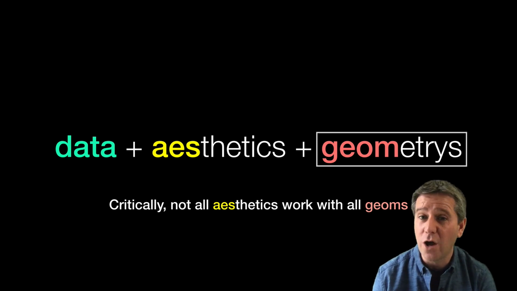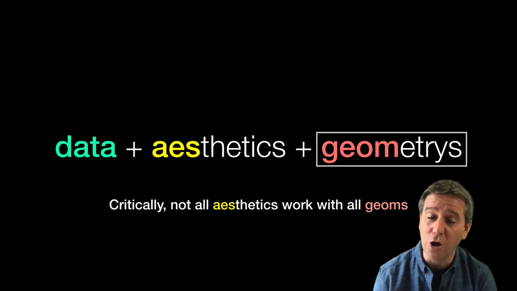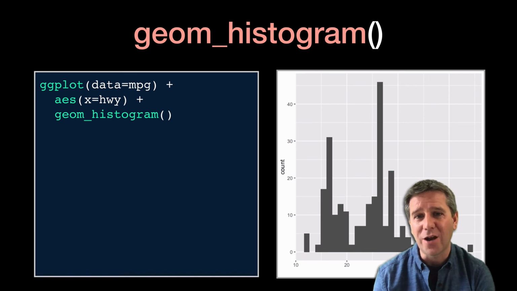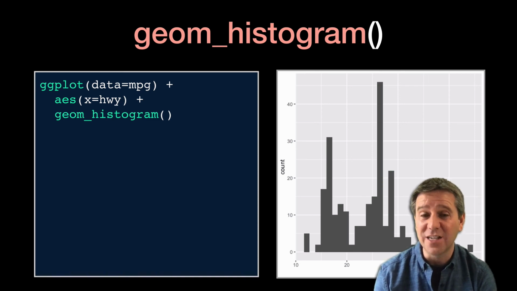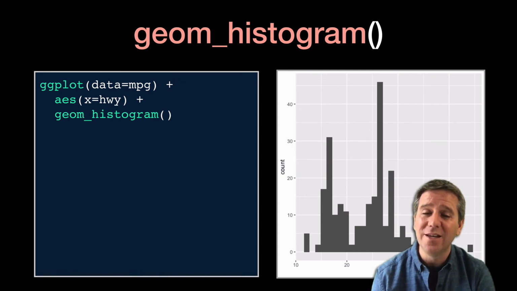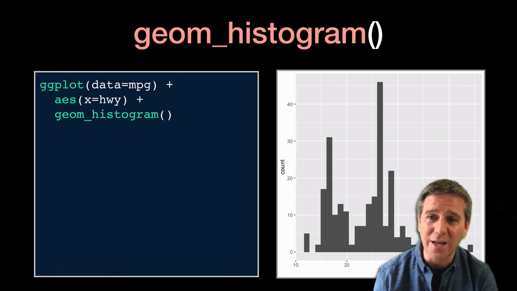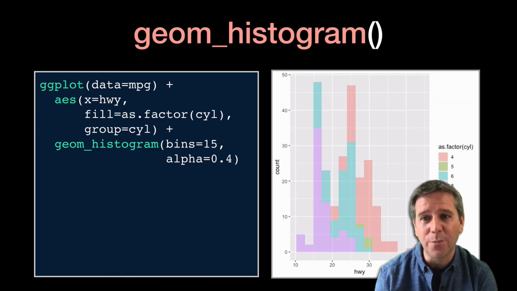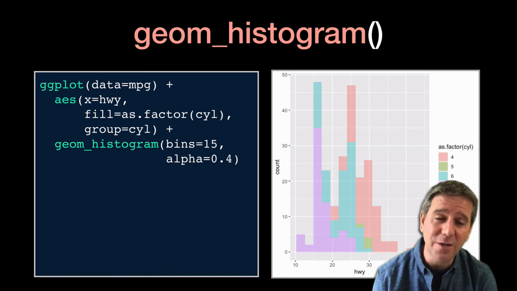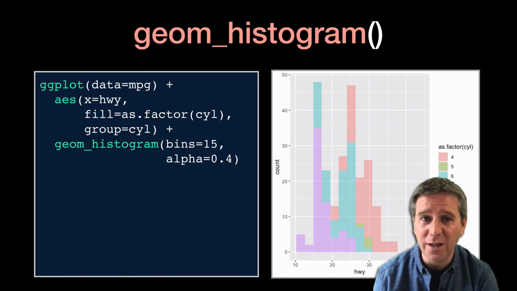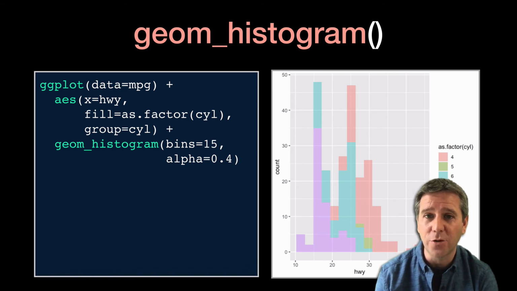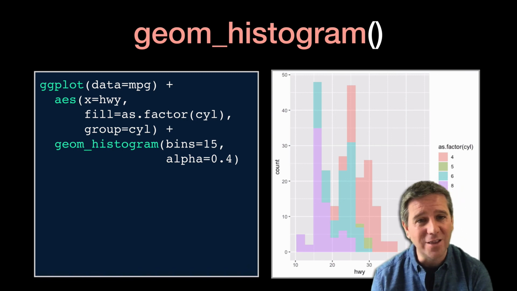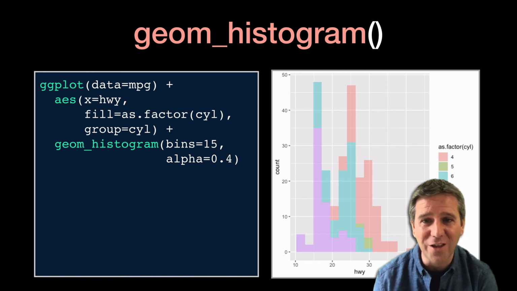Critically, not all aesthetics work with all geoms. So, for example, here I'm taking geom_histogram, and it only needs one x. It doesn't need a y here, right? Because it's going to bin my values of x and produce this kind of histogram. So we don't need a y for this geometry. But of course, it can take many other aesthetics, including fill here to color the bars. The color here optionally will break it down into separate histograms.